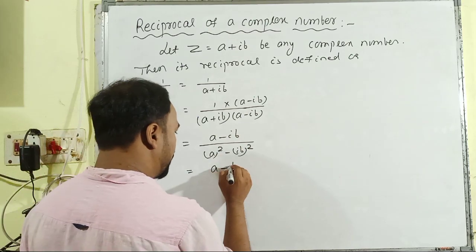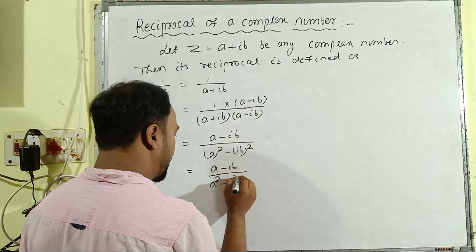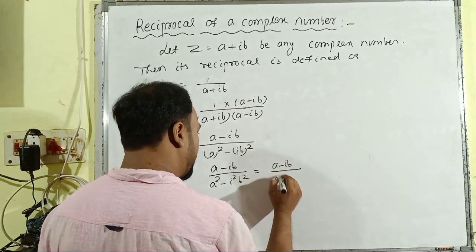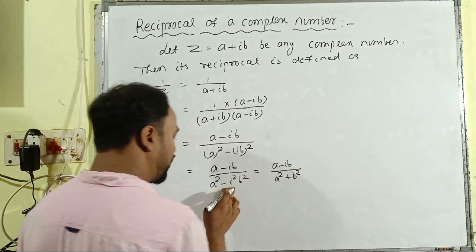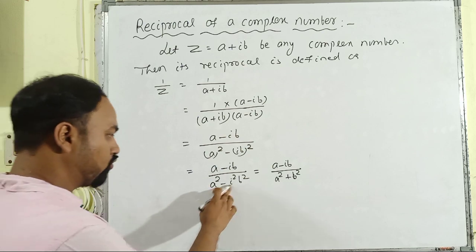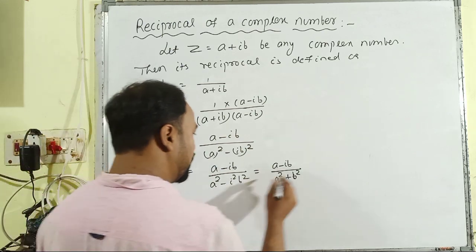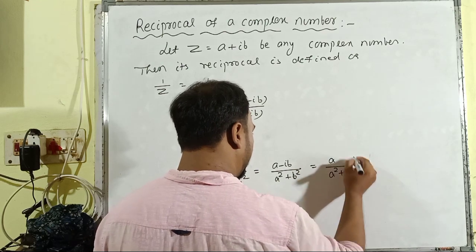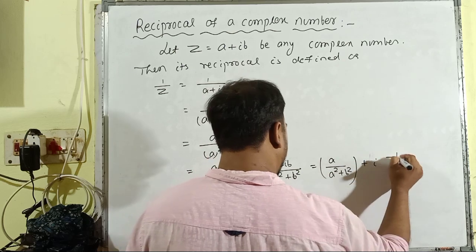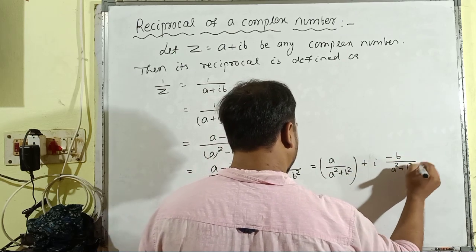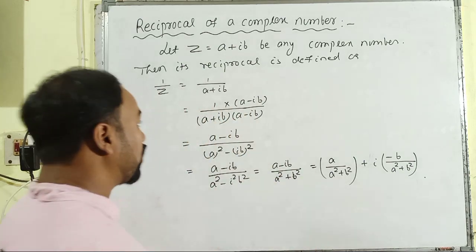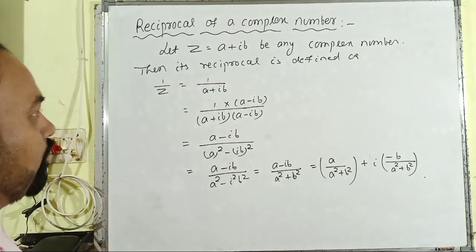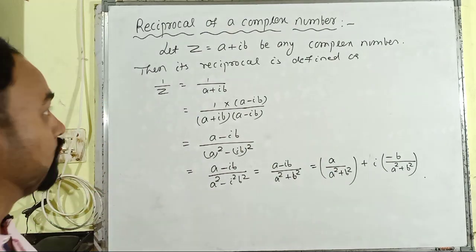Then a minus ib divided by a square minus i square b square. Then it is a minus ib divided by a square plus b square, because the value of i square is minus 1. So minus 1 multiplied with minus 1 is plus 1. So it can be written in the form of a upon a square plus b square plus i into minus b upon a square plus b square. So it is the required reciprocal of the given complex number z is equal to a plus ib. Let us solve an example based upon the reciprocal of a complex number.